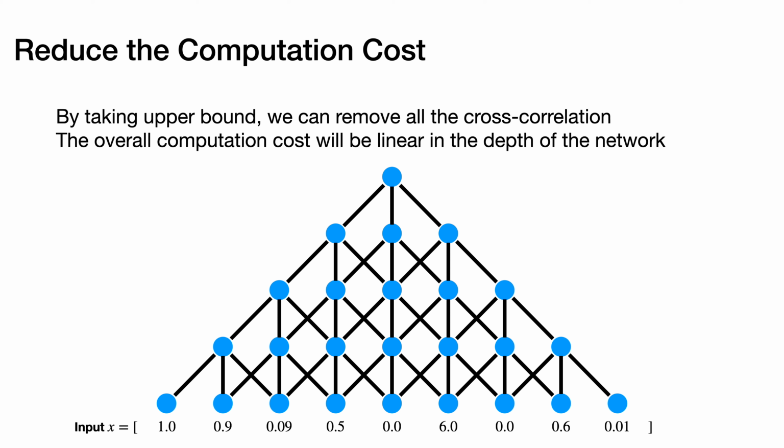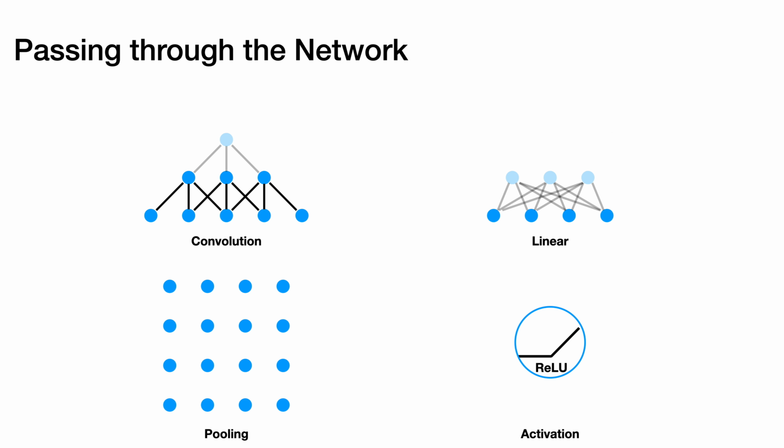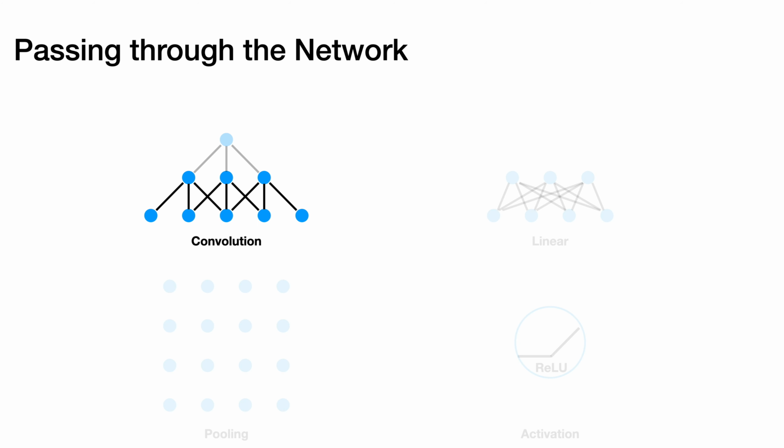Then the overall computation cost will be linear in the depth of the network, which will be feasible to deal with. We will need to cooperate with several types of layers in the model to track the covariance matrices. Let's discuss the convolution layer first.